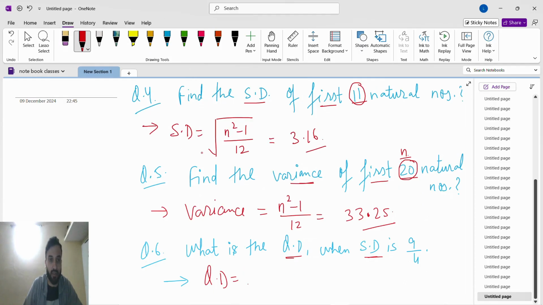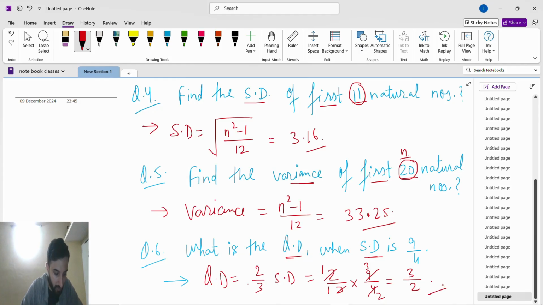It depends, guys. Whatever they have said, we will do like that only. Quartile deviation is equal to 2/3 into standard deviation, which is 9/4. So guys, directly we can do this. It will get cancelled: 3 1 the 3, 3 3 the 9, 2 1 the 2, 2 2 the 4. Because options are in fraction, 3/2 is the answer. If the option is not in fraction, then you will simplify and get the decimal form also.